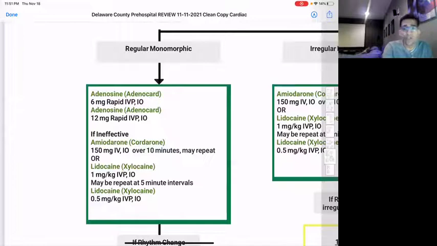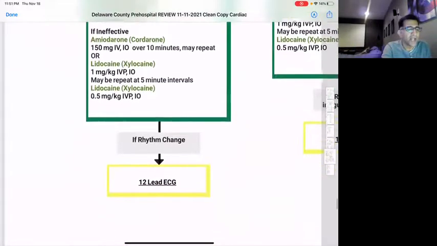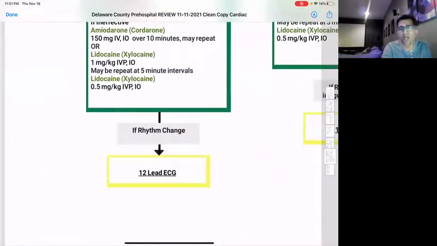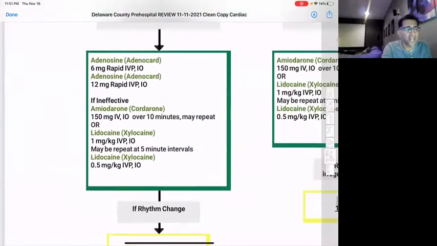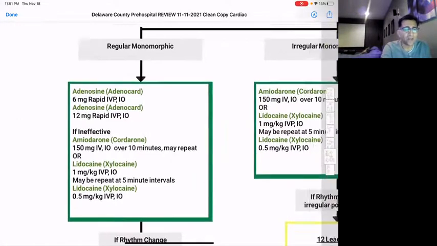And so you have the opportunity to do this, and you don't have to go through the full six. I have you down here for 6 and 12. Give it a chance, see if it works. If it doesn't, and if it's ineffective, move on to lidocaine down below. Again, we're sticking with lidocaine for ours. And then if there's a rhythm change, do that 12 lead EKG. These stable ventricular tachycardias need to get transferred as soon as possible. ACS is on the table, so we have to think about that too.